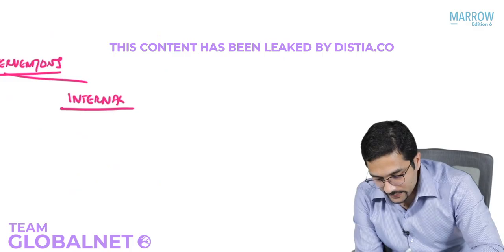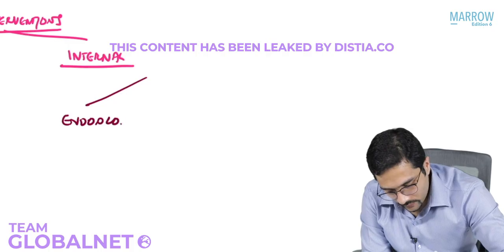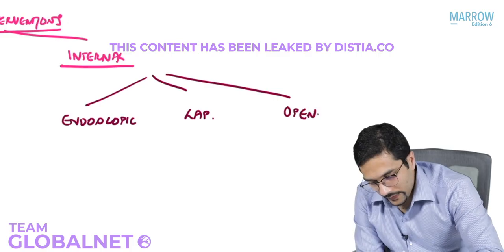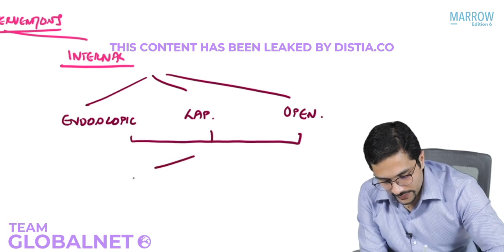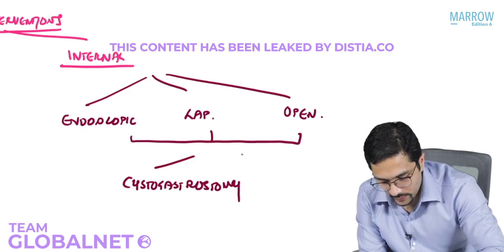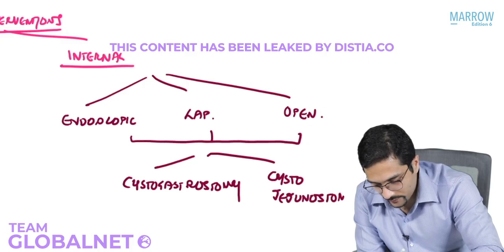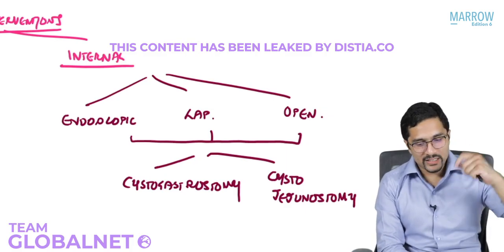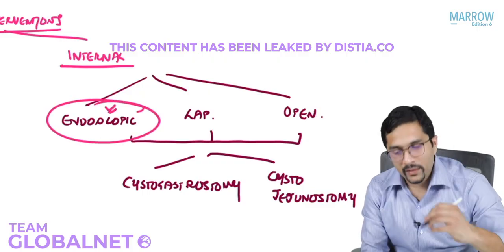Now, internal drainage methods are endoscopic, laparoscopic, and open methods. So what are the two things which can be done? We can either do cystogastrostomy, that means we anastomose the cyst with the stomach, or we can do a cystojejunostomy, we can anastomose it with the jejunum. And there are three ways it can be done: endoscopically, laparoscopically, and open. Of course, these days what is preferred is the endoscopic method.